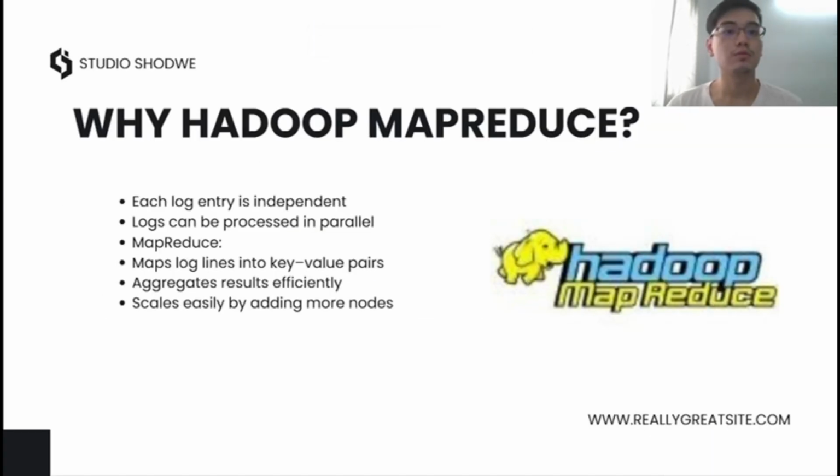The next slide is why Hadoop MapReduce. The reason is Apache access logs are well suited for distributed processing because each log entry represents an independent event. This means the log can be split and processed in parallel across multiple machines. We use Hadoop MapReduce for this task. During the map phase, each log line is parsed and converted into key-value pairs such as URL with a count of 1, or IP address with a count of 1. During the reduce phase, these values are aggregated to produce final results such as total request count. MapReduce allows the system to scale easily by adding more worker nodes as log volume increases, making it an efficient and scalable solution for large-scale log analysis.